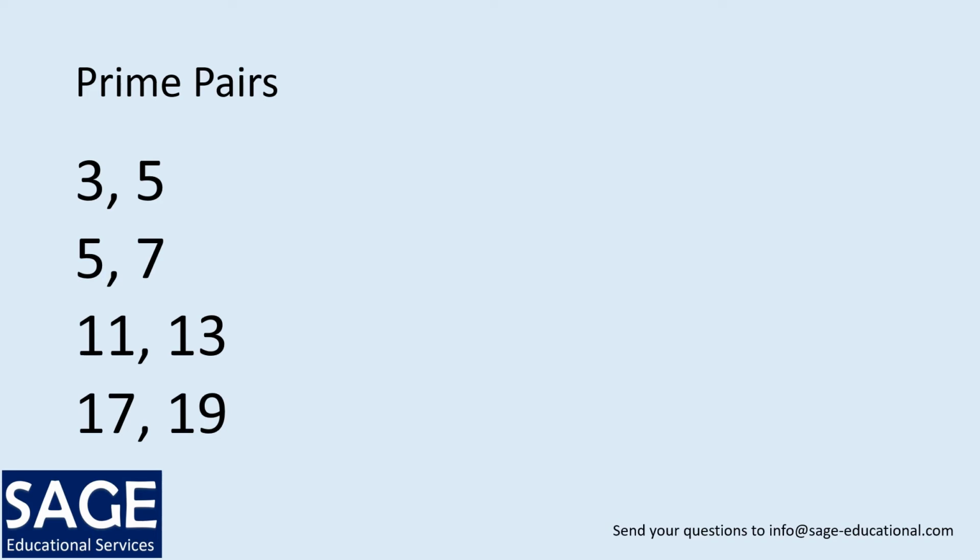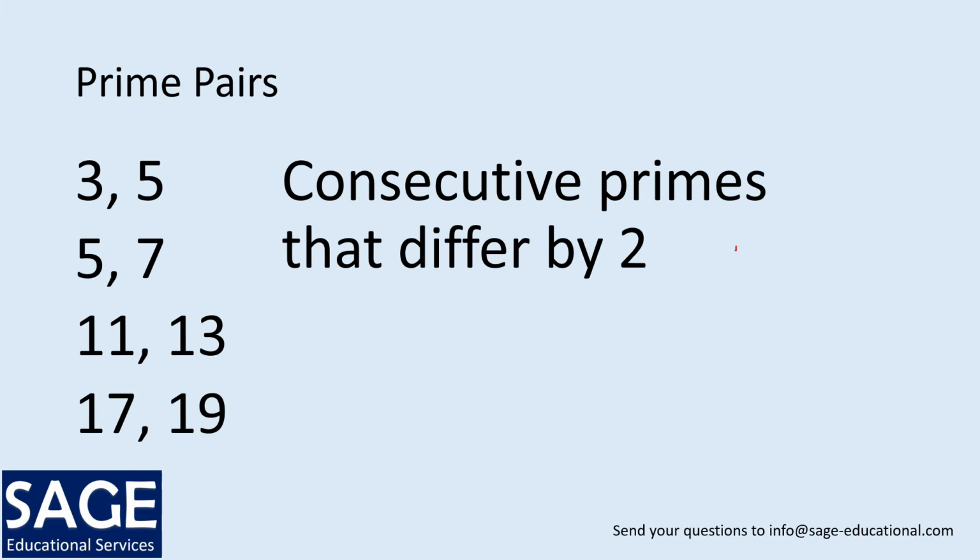Now some interesting prime numbers differ by 2. So 3, 5 is an example, 5 and 7 is another example, 11, 13 is another example, 17, 19 is an example. These are prime numbers that differ by 2. They're called prime pairs. So consecutive primes that differ by 2 are called prime pairs.